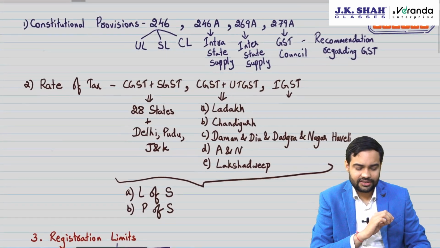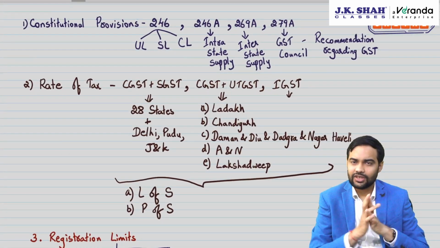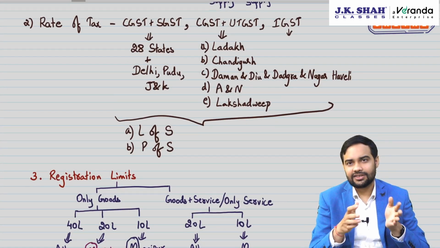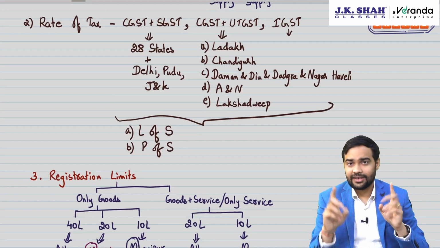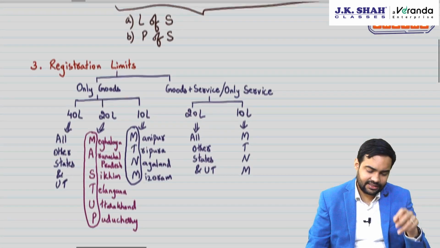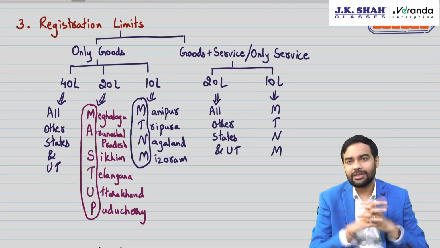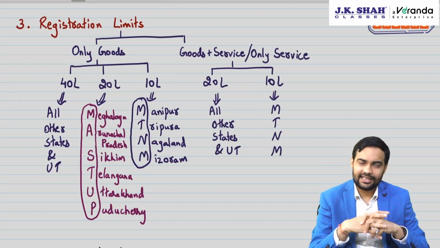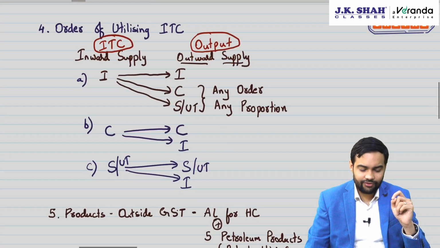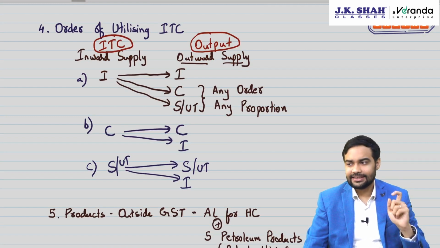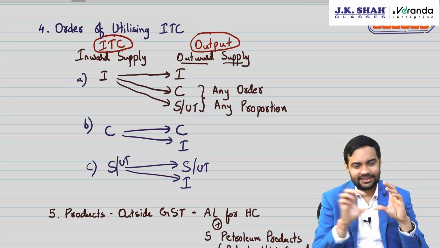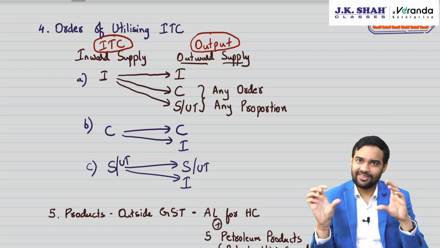Then we moved on to constitutional provisions, where we discussed 246, 246A, 269A, 279A. Rate of tax, we came across three combinations of rate of tax. Remember, Delhi, Jammu and Kashmir, Puducherry are considered as a state. Registration limit, we dealt with various registration limits which are applicable for goods and only services or goods plus services. Order of utilizing, be careful of how you utilize ITC, very important. I with I, then I with C or S, any order, any proportion. C with C, C with I, S with S, S with I.